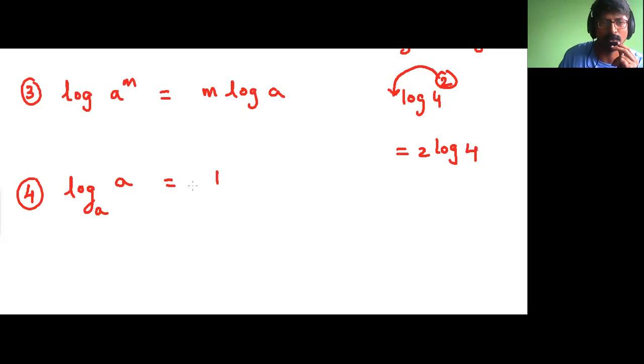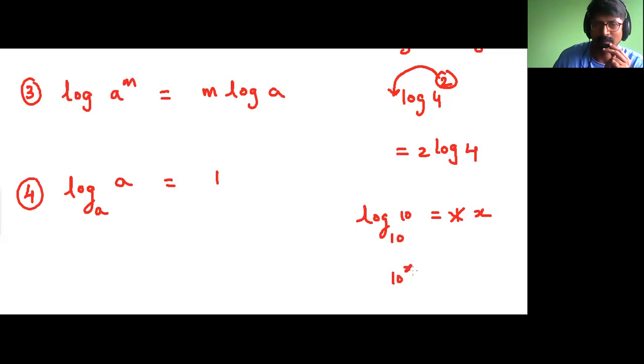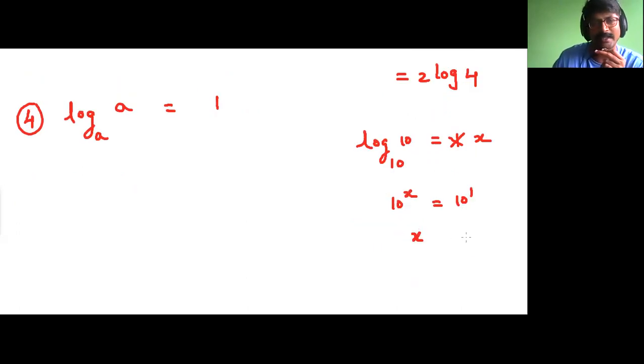Log of a to the base a is always equal to 1. Like log 10 to the base 10 is always equal to 1. If you want, you can just take it as x. You can do 10 power x is equal to 10 power 1. So x is equal to 1, isn't it? So you can take anything. Whenever the base is the same, like log a to the base a, it is always equal to 1.